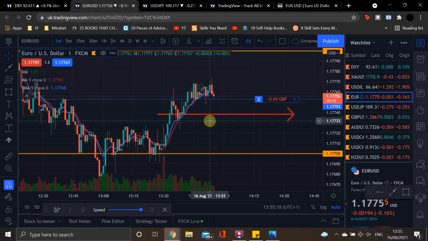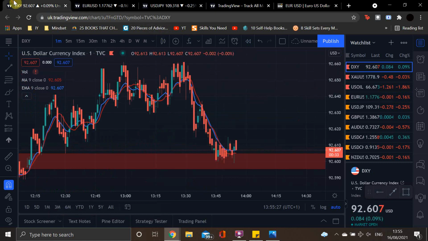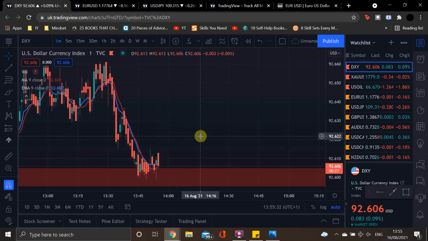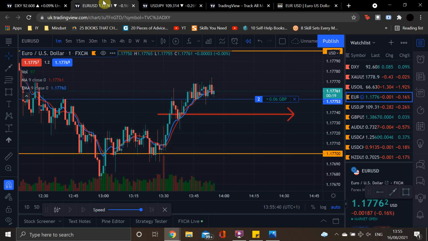Gotta keep that. I'll push my stop loss. I might even push it up a little bit. That doesn't look so authentic. It doesn't look like a proper candle that wants to push through.